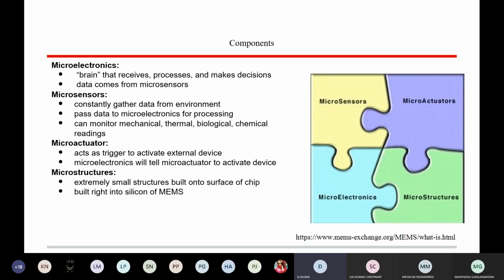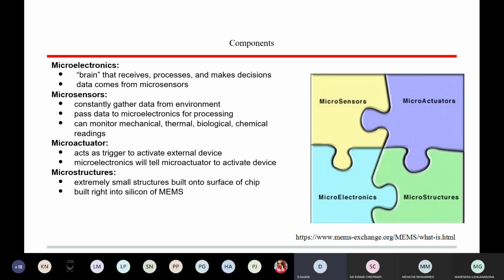So this is the microelectronics. Whereas the microsensors gather information from the environment, from the surrounding areas. They can monitor mechanical systems, thermal systems, biological systems, and chemical readings, everything.